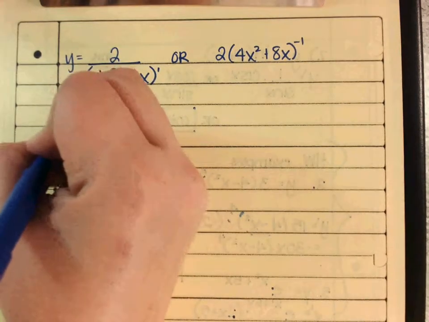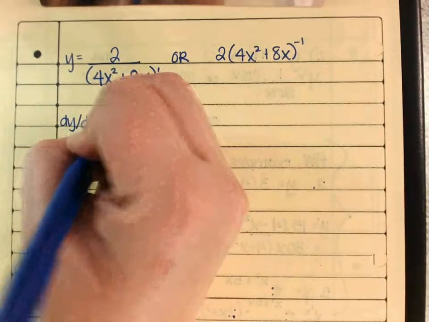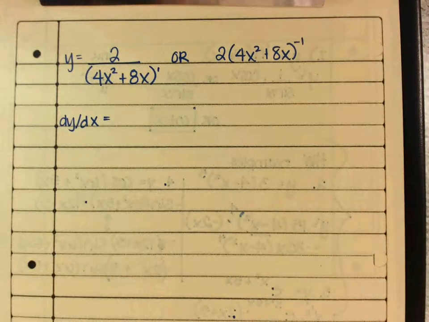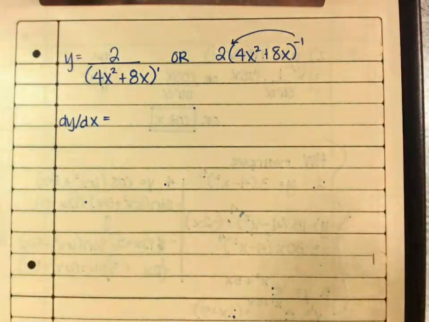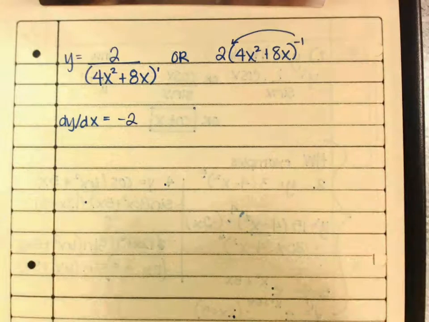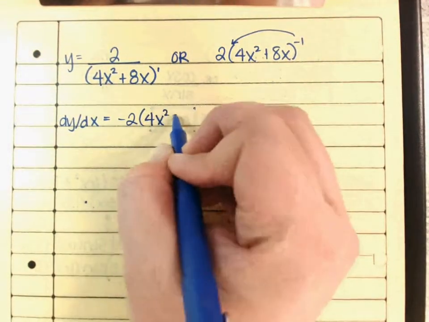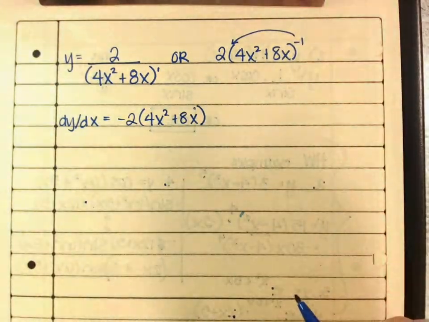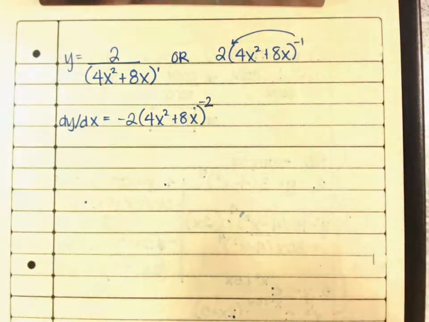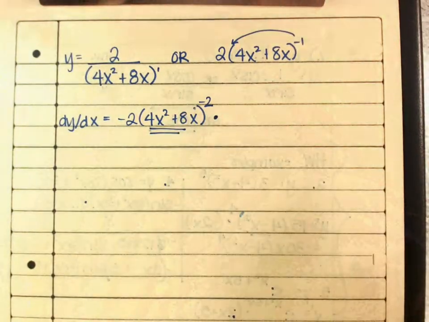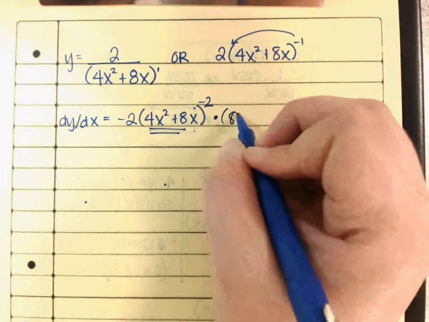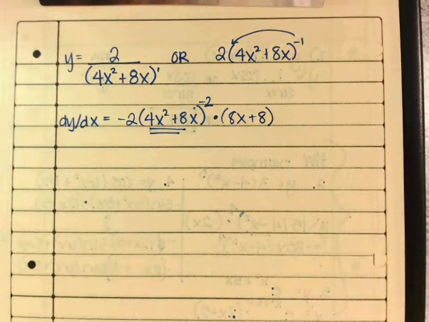So I'm going to call it dy dx just to change up the notation. But remember, dy dx is the same as y prime. Exact same thing. Okay, multiply the -1 down. What's my number in front now? -2. Then 4x squared plus 8x is now to what power if I minus 1 more? Okay, -2. Am I done? No, multiply by the derivative of the inside. What would I get in there? 8x plus 8. Very good.